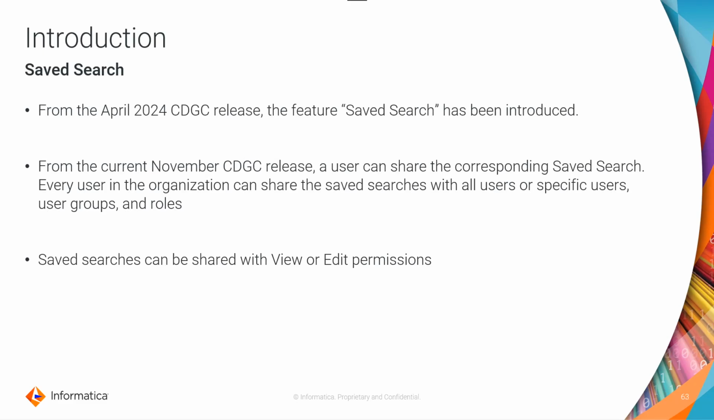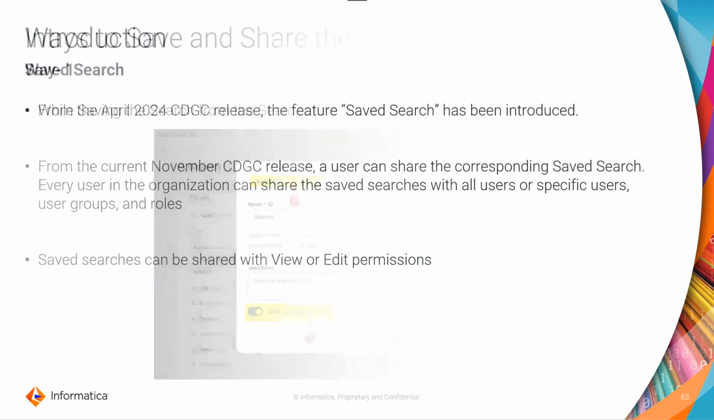In the CDGC UI, a user can save their search criteria so that the same results can be accessed later without re-entering the complete search criteria. This concept of saving a search was introduced in the April 2024 release. And from the November 2024 release, the owner of the saved search will be able to share it with other users or groups or roles along with view or edit permissions.